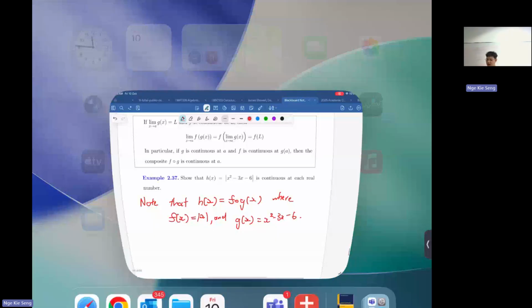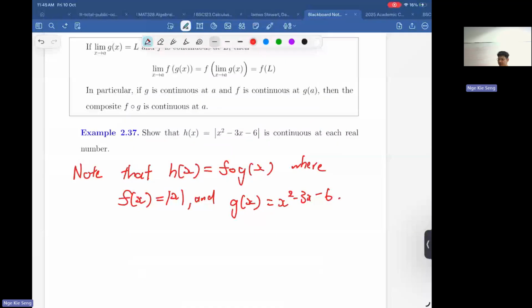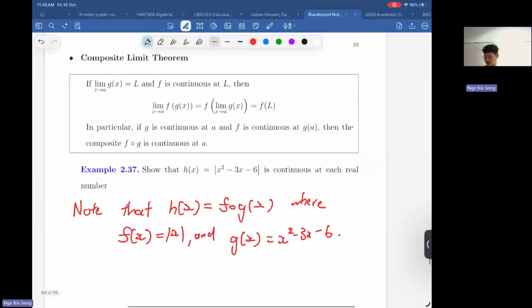So in this case here, how do we use this composite limit theorem? What is the condition you need to check? You need to check the limit of g(x). Does it exist or not? Is it equal to something? We want to check where? At every real number, does it exist or not? Because g(x) is a polynomial function, and a polynomial function is defined everywhere, so it's continuous everywhere.